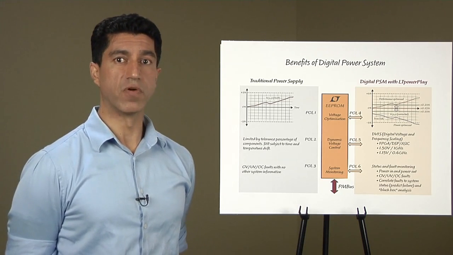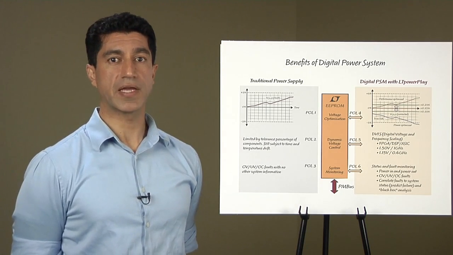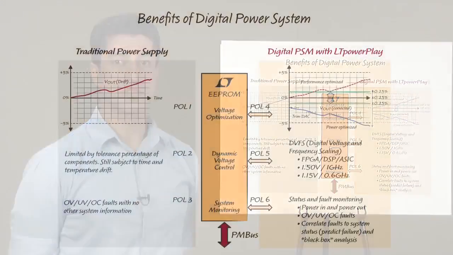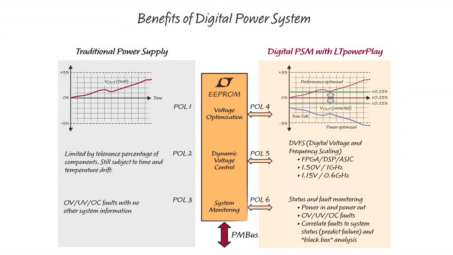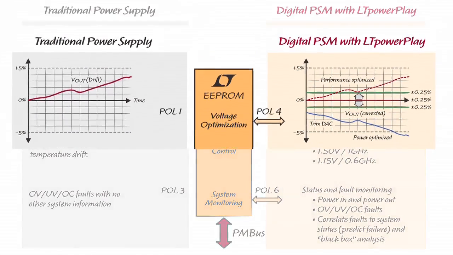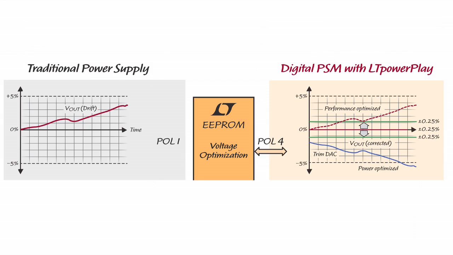The first benefit is voltage optimization. Output voltage accuracy of a regulator is critical in powering ASICs and FPGAs. The traditional power supply's output voltage drifts with time due to temperature variations and manufacturing tolerances. These voltage drifts may violate design margins. A digitally managed supply is constantly measuring the power supply output voltage with a very accurate and stable analog to digital converter. A servo loop automatically adjusts the value of a trim DAC, canceling the power supply output voltage drift and greatly improving precision.